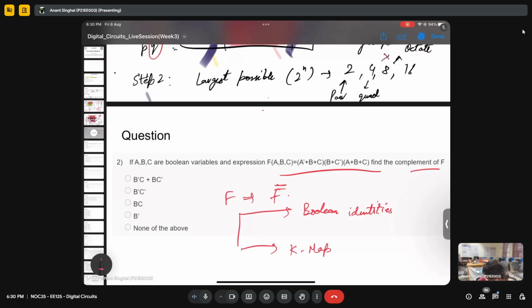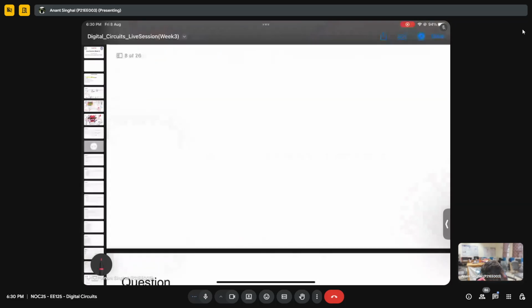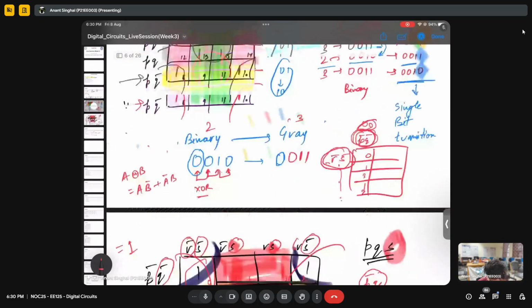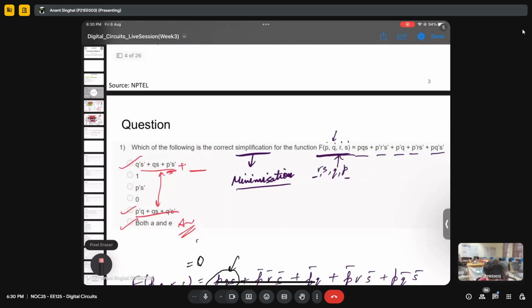So let me use the Boolean identities for this. Sir, one doubt from last time. In the above options, there was P bar Q plus Q S plus Q bar S bar. Can it be simplified to one, sir? P bar Q plus one? Is it simplified to one, these two terms? Yes, sir. So the term plus one equals one, no, sir.